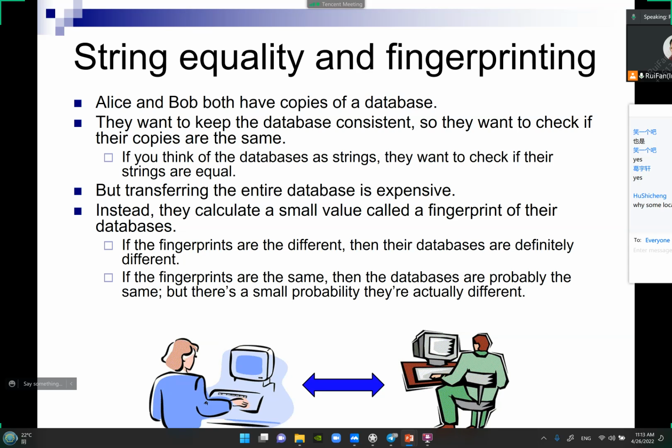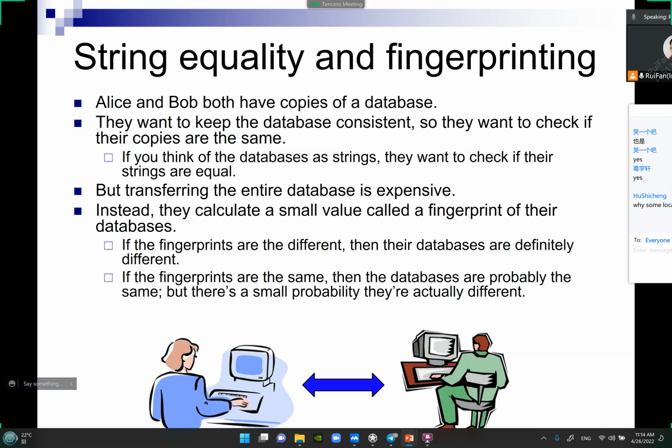What you get from using this fingerprint overall is that you're going to dramatically reduce how much data you need to send. I'll just tell you how much it is. If your database has size n, then sending the entire database is going to take n bits. But these fingerprints are actually only log n bits large. So you can go from sending a linear amount of data to a logarithmic amount of data, which is a huge reduction.